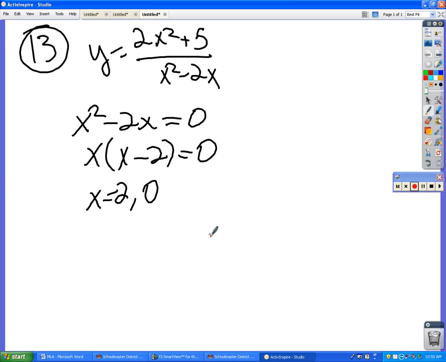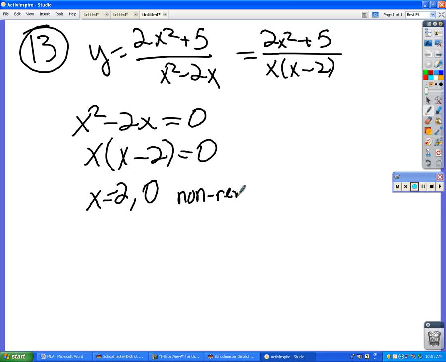Okay, sweet deal. Now you have to figure out, are they removable or non-removable? And so I'm going to rewrite this fraction with the bottom in factored form. Can I factor the top? No, nothing I can take out of 2 and 5. The first term has an x squared, the other one doesn't have any x's at all. So that doesn't factor. So can I cancel anything? No, so that means that they are non-removable.